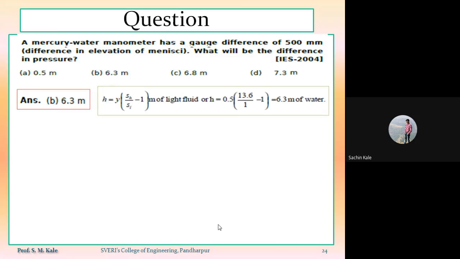So which formula are you going to use? You have to use simply the formula h is equal to x, specific gravity of heavier fluid divided by specific gravity of liquid, minus 1. So 500 mm means 0.5 meter, 13.6 upon 1 minus 1, that will be equal to 6.3 meter of water. Is my voice clear, everyone? Yes, sir. Okay. Now next question.